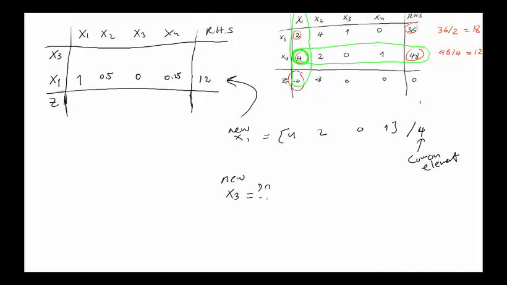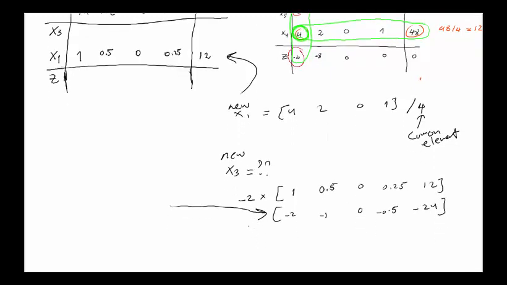you take the element above the common element, which is 2, and the opposite sign of it. If it is 2, you take minus 2. If it is minus 2, you take 2. So you take the opposite sign of 2 times the row of new x1, the entire x1 row, 0.5, and you can add 12 as well. So minus 2, minus 1, 0, minus 24.